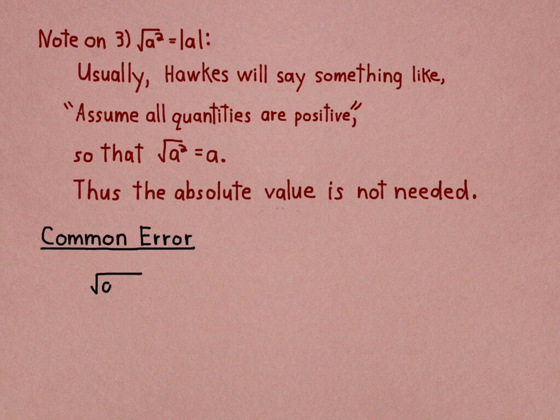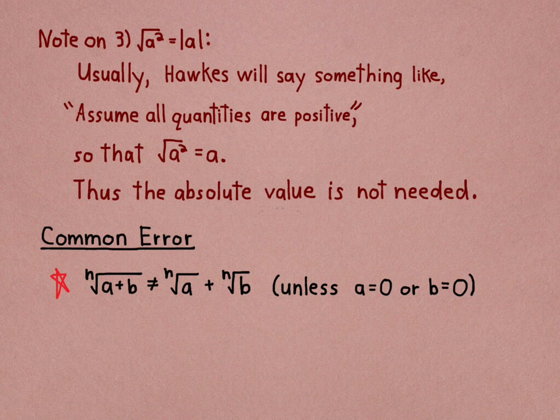Okay, so a common error that people make: the nth root of a plus b is not equal to the nth root of a plus the nth root of b. You can't distribute nth roots like you can multiplication. It doesn't work that way. That's a special property of multiplication, the distributive property. It does not work here, okay? It works if a is times b, but not plus.